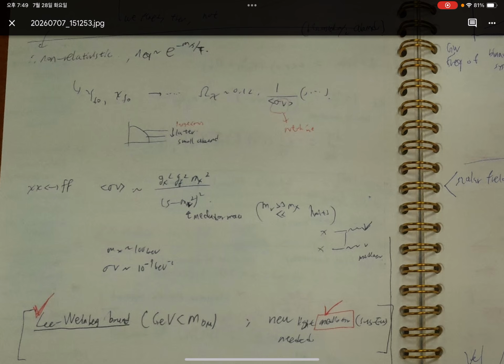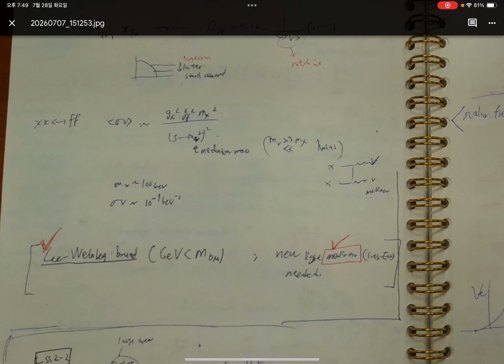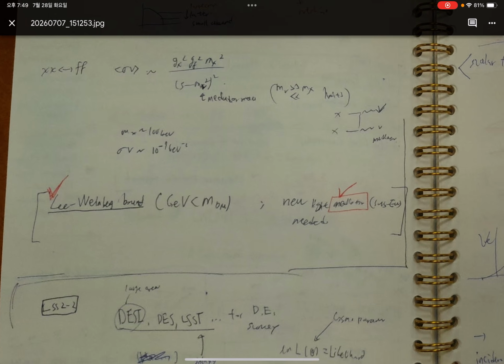Then the abundance of dark matter can be determined, and depending on the model, the mediator mass can be larger than the dark matter mass or not. So case by case, the abundance is quite different. But there is the Lee-Weinberg bound: the dark matter mass should be larger than a few GeV. If not, a near-light mediator is necessary.